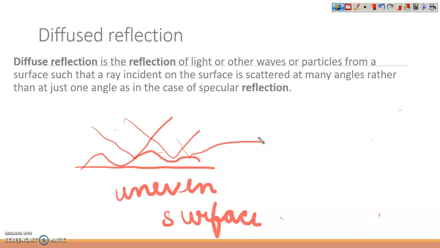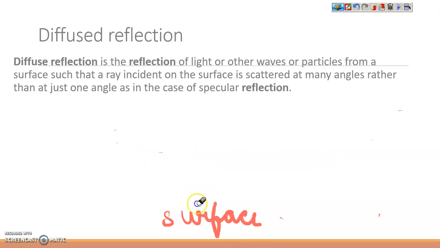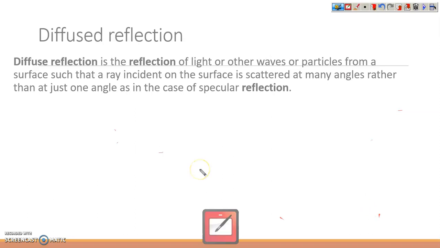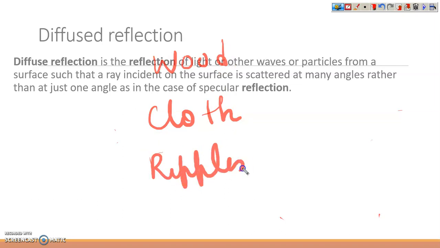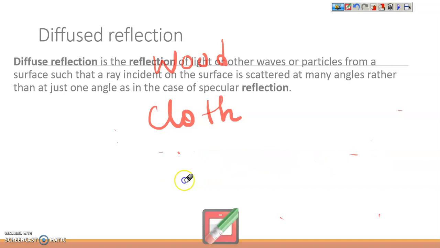Here there are 2 points to be noticed: the parallel beam of light is reflected in different directions without forming any image, and it occurs on rough surfaces, for example wood, cloth, ripples in water and leather, etc.